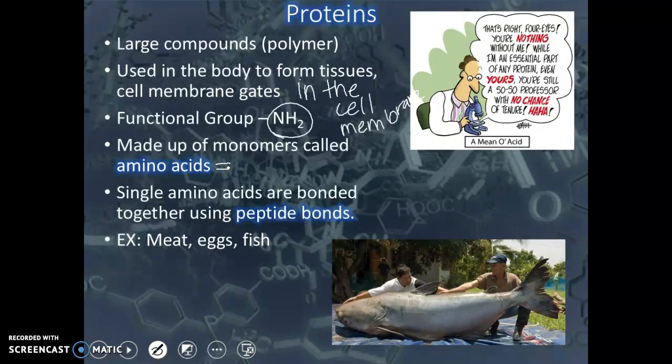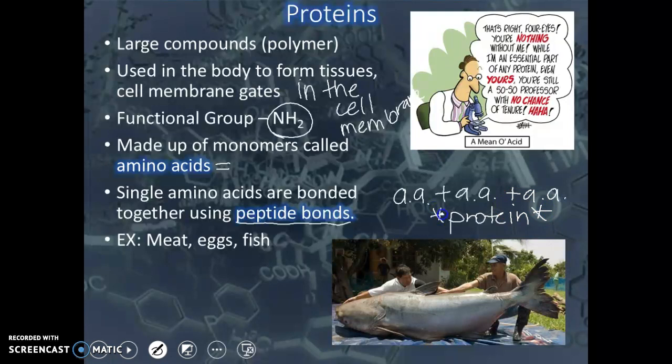So amino acids are small little groups of carbon and NH2 that then bond together using peptide bonds to make a long protein. So if we have an amino acid here and an amino acid here and an amino acid here, and we bond them all together, then that is going to give us a protein.